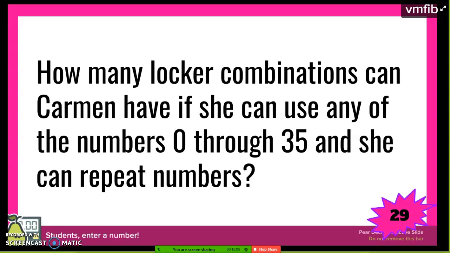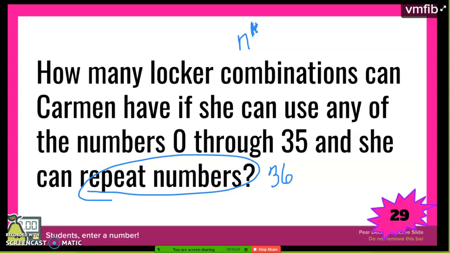Okay, now the difference is she can repeat numbers. This is a permutation with repetition. The formula for a permutation with repetition has no factorial in it. It's n to the power of k. So n is 36, k is 3. So that's 36 to the power of 3, which is 46,656.